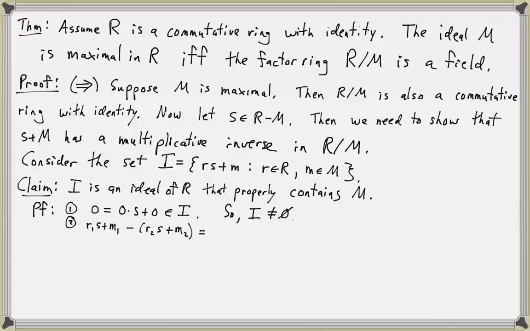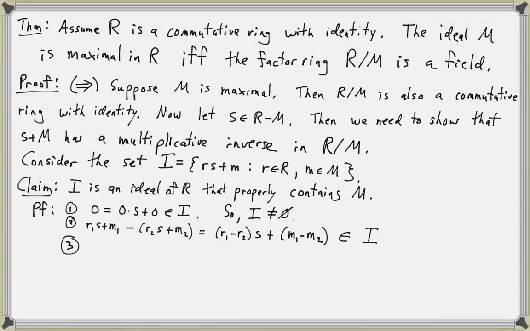Then, using the fact that R is commutative and has the distributive properties, we can write this as (R1 minus R2) times S plus the quantity (M1 minus M2). Well, since R is a ring, R1 minus R2 is an element of R, and since M is an ideal, which is a ring, M1 minus M2 is also an element of M, so this whole quantity is an element of I. So we see that I is closed under subtraction.